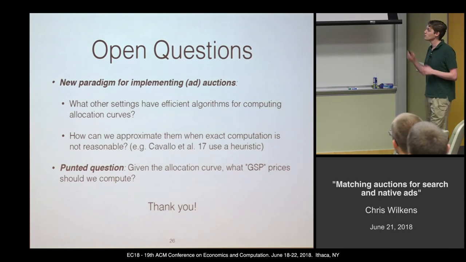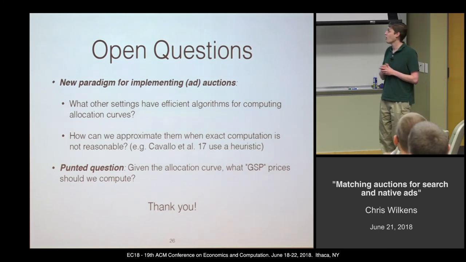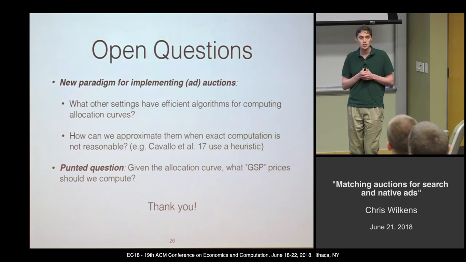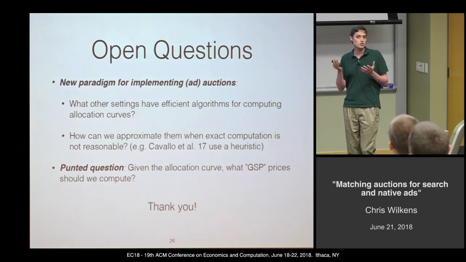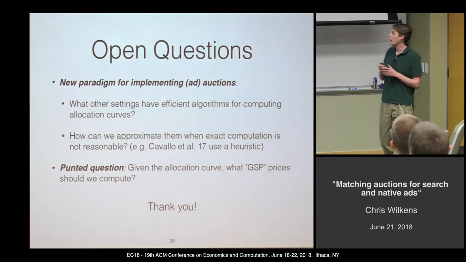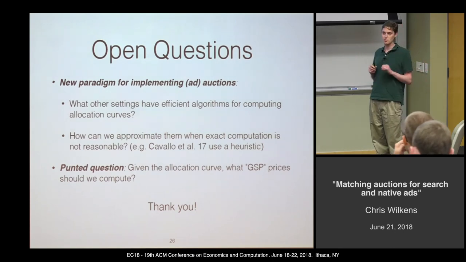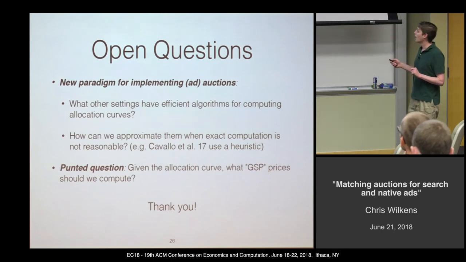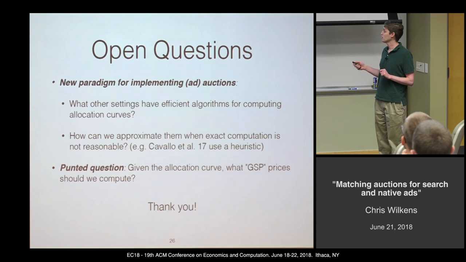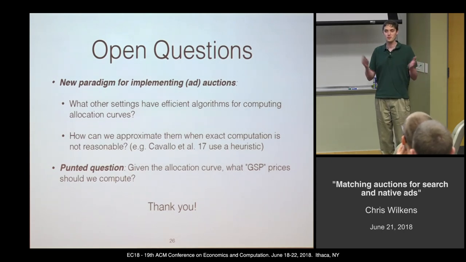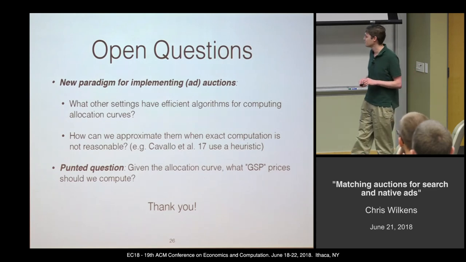So, open questions, a kind of new paradigm for implementing auctions. What other settings can we efficiently compute these allocation curves? When might we choose to approximate it? Because if there are exponentially many steps, we're obviously not going to spit out an exponentially long curve, probably. One of our other papers uses a heuristic to compute this. And then, of course, there's the question that I punted on in the first place, which is, given this curve, what do you want to compute? So, thank you.